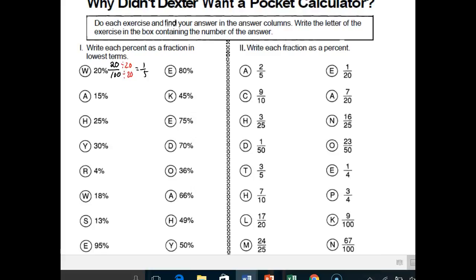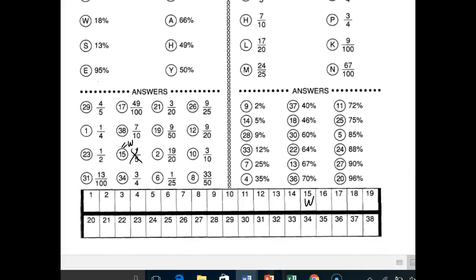All right. Let's do E. 80%. So 80 over 100. What can I divide by? Yeah, I can divide by 2, but I can also divide by 20. So let's divide by 20 again. When I divide by 20 this time, I get 4/5. 4 over 5. So let's find 4/5 over here. 4/5 is going to be E. So on 29, you'll have an E.